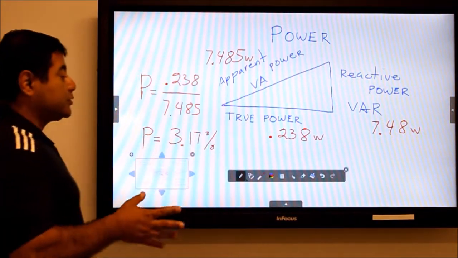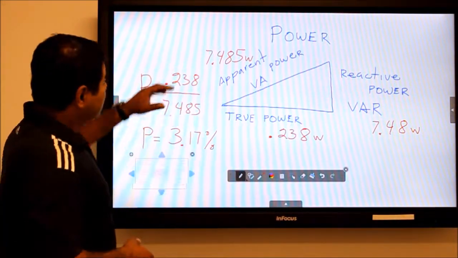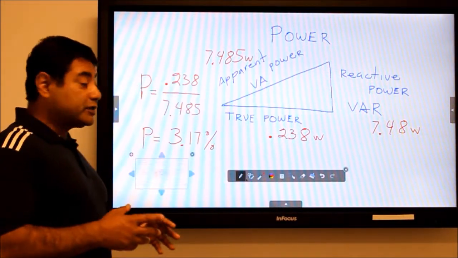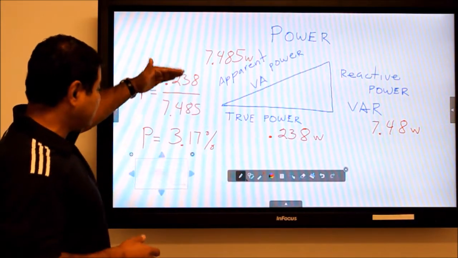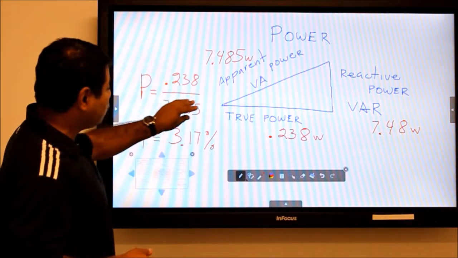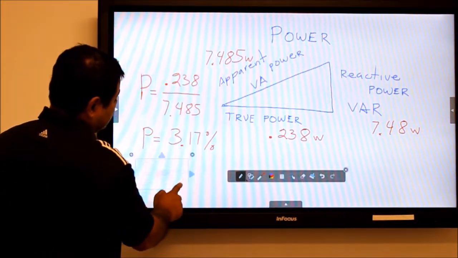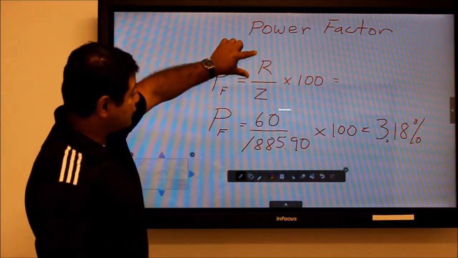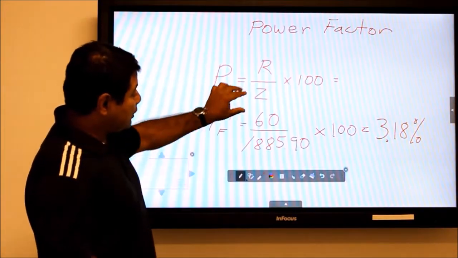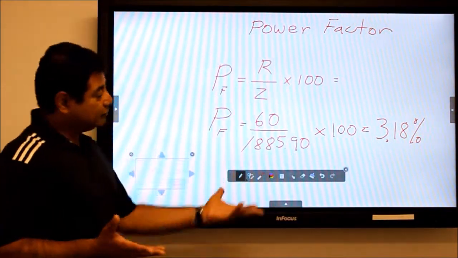So as you can see, there's different ways in which you can get the power factor for your circuit. If you have all the power values, then you can use the power combination, the power from the resistor divided by the overall power of the circuit gives you the same percentage than if you use the resistance of the resistor over the impedance of the entire thing. You get almost the same value, 3.18%.